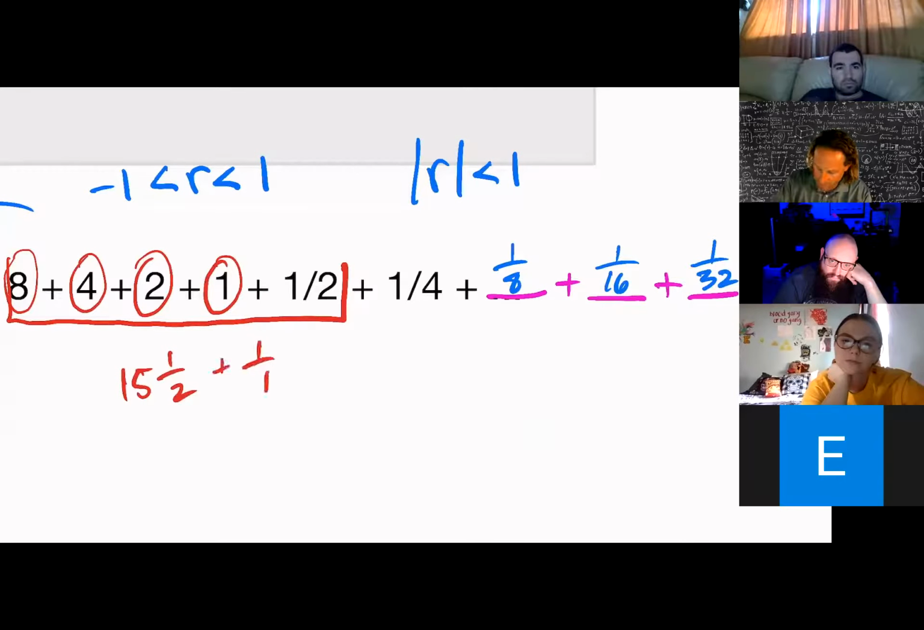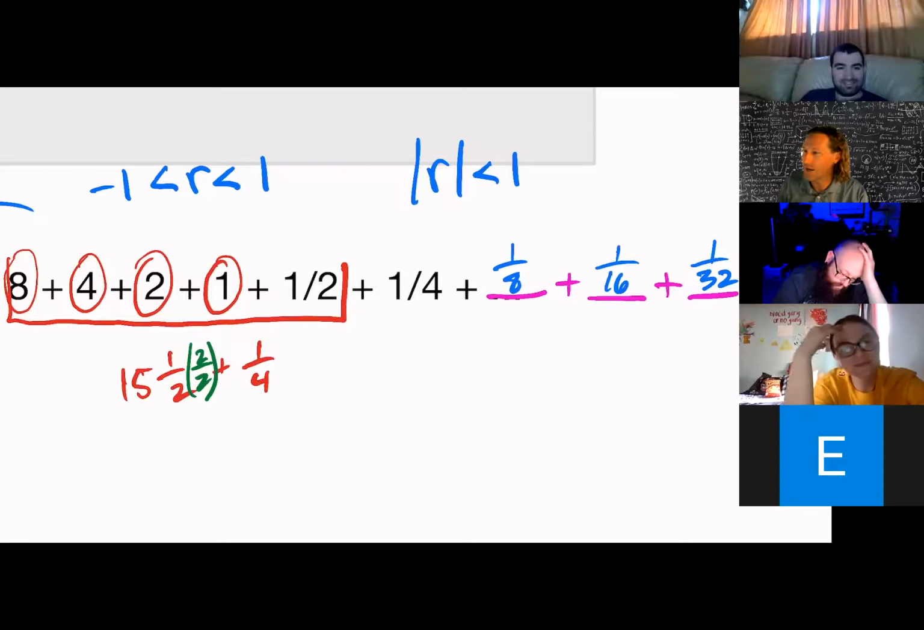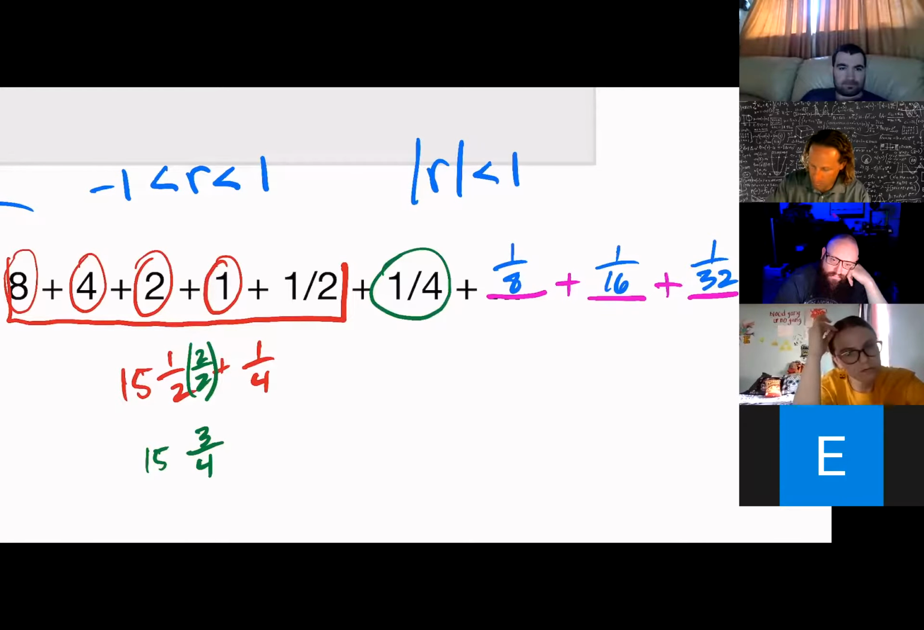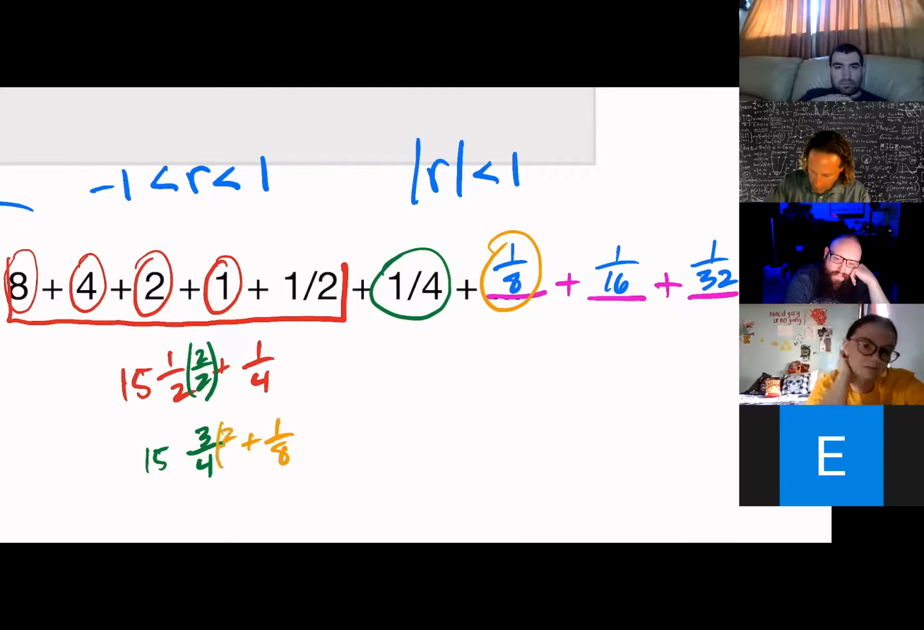If I wanted to add the next thing, what would I have to get? Common denominator. Oh, common denominator. Right? That wasn't a trick question, gang. All right. So now I got 15 and 2/4, and I add 1/4 and I get 15 and 3/4. Then I would have to do what next? I added the 1/4. Now I'm going to have to add the next term, the 1/8. So now I'm going to add an 1/8 to that, which means what do I have to do? The common denominator again. 7/8.